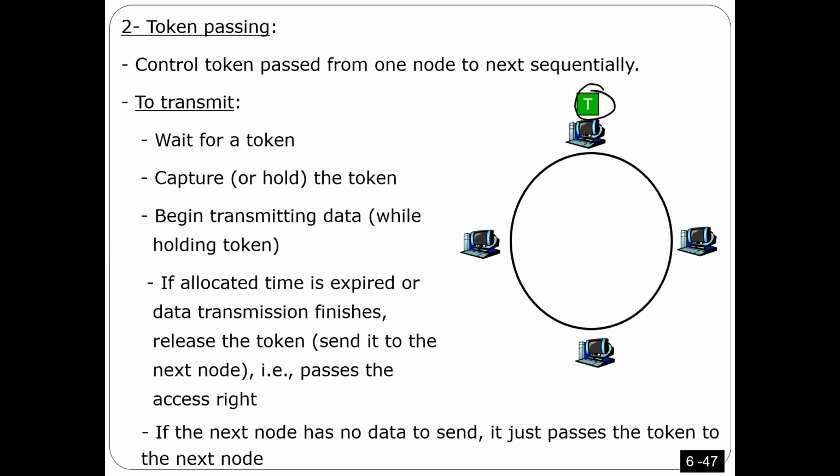Same thing again. I can't transmit because I don't have the token. So I have to wait until the token comes back to me. Now you have the token. If you have to transmit, you can transmit. If you don't have to transmit, you can pass the token right away. If you have to transmit first, and then you are not done.